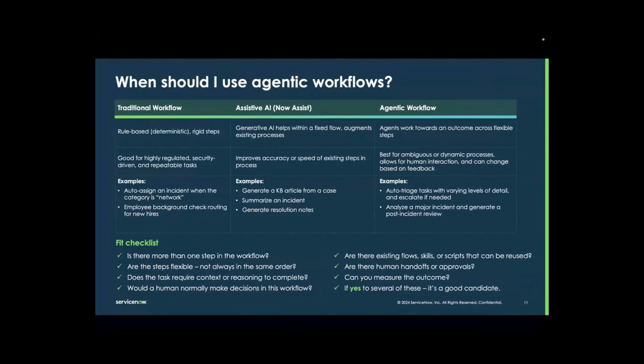And the second one is our Now Assist skills, where it will learn and provide the information that you're looking for and finish that one task. For example, generate a KB article from a case. So that's one task. It just generates a KB article from the case. That's it. It doesn't do any next step. Same as for summarize an incident. On any incident table, when you click on the summarize button, it just summarizes and provides the summary details.